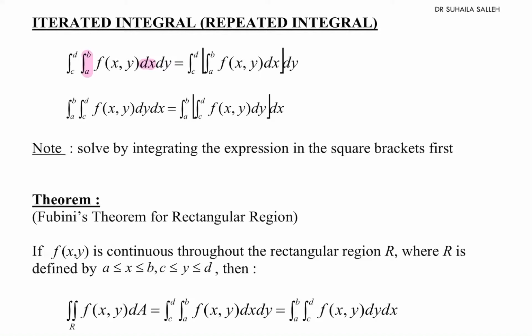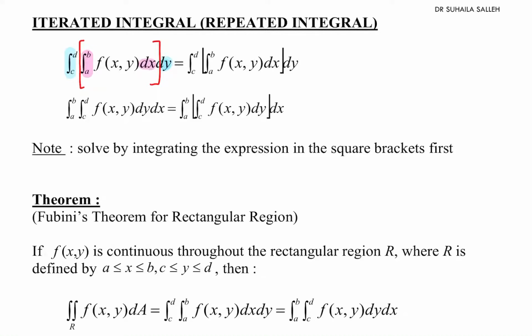For the outer integral, which is with respect to y, the limits are c and d. So if you are doing your integration, you have to start with the innermost integral. That means you have to integrate the ones in the square bracket first, in pink, and only then integrate with respect to y. That's for the first one.